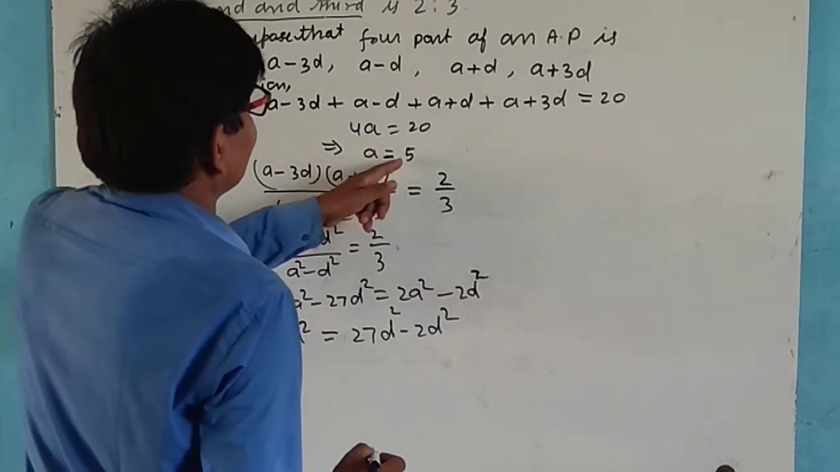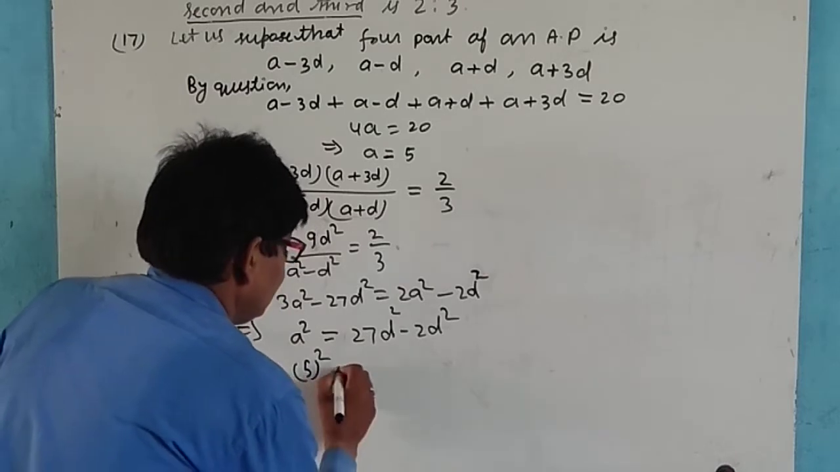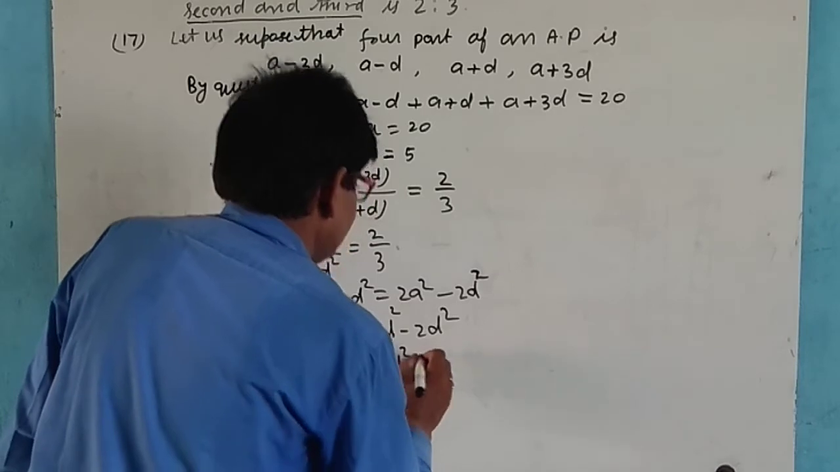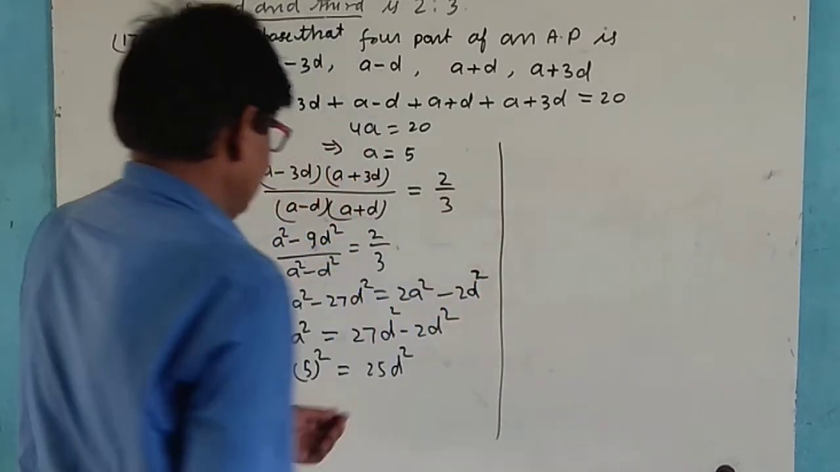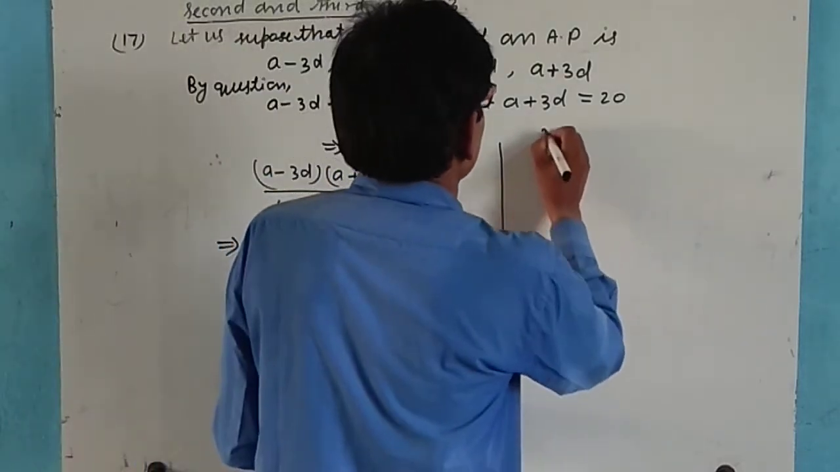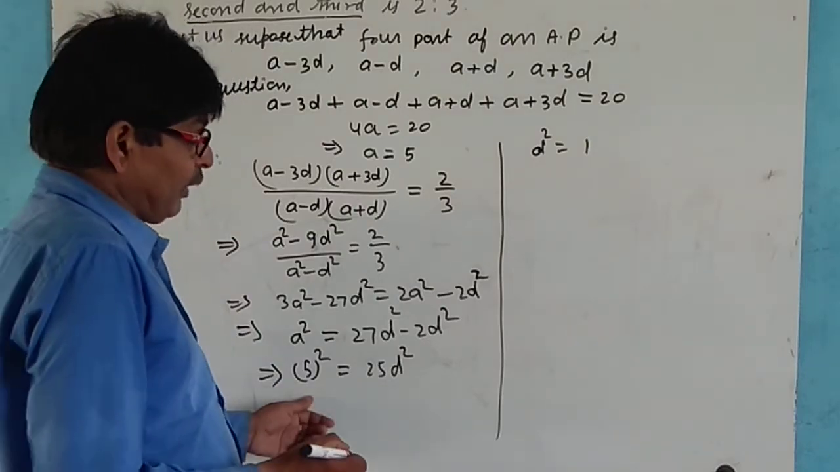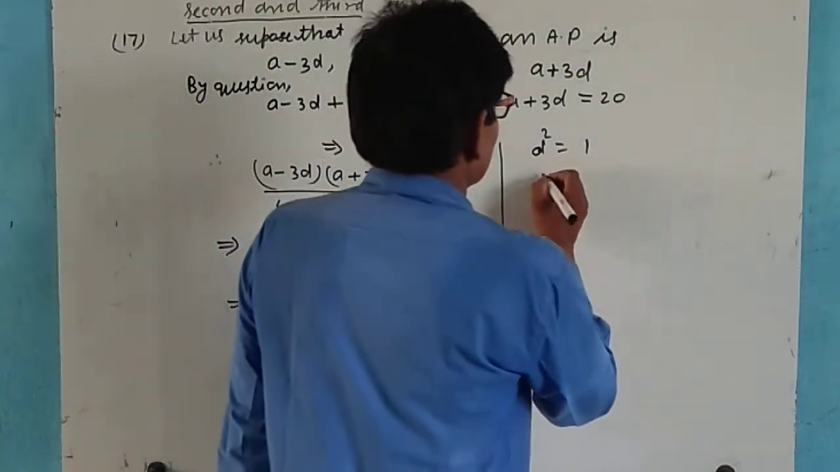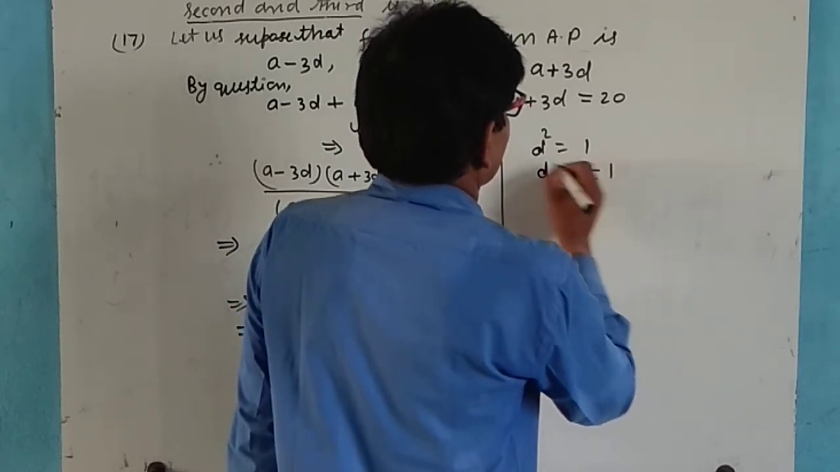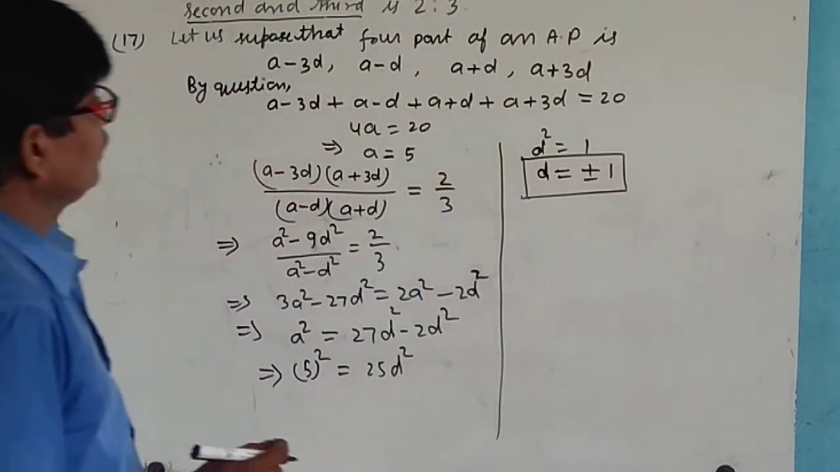So here A equal to 5, 5 square equal to 25D square. It means that this is 25, so 25 by 25, D square equal to 1, so that D equal to plus minus 1. Value of D we get here.